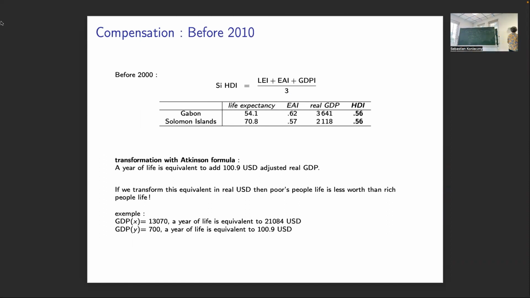So if I do this with the Atkinson formula, a year of life is equivalent to adding 100.9 US dollars, okay? So a year of life is equivalent to, it's not really this, but something like this.